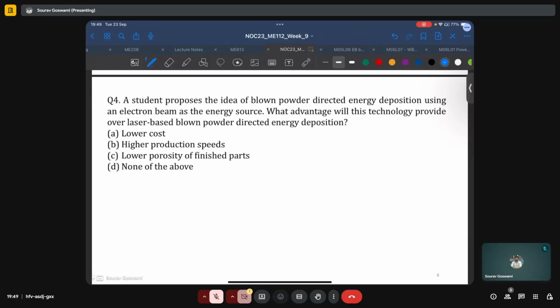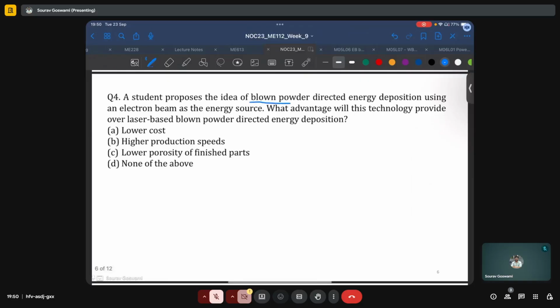Question 4 says that a student proposes the idea of blown powder directed energy deposition using an electron beam as the energy source. What advantage will this technology provide over laser-based blown powder directed energy deposition? Is it the lower cost of the proposed idea, higher production speeds, lower porosity of finished parts, or none of the above? We discussed something similar, how blown powder directed energy deposition and electron beam energy source are not really compatible with each other.